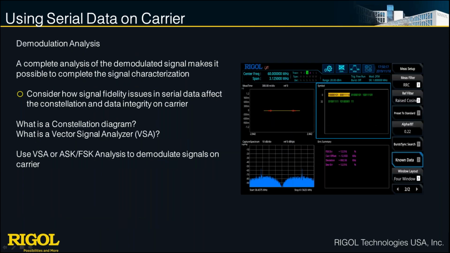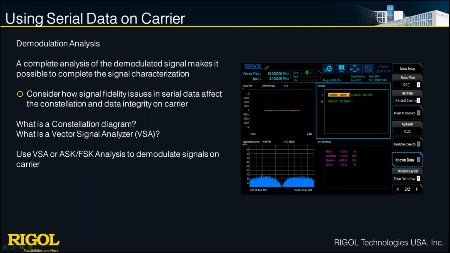The other thing we can do is pull in our real-time spectrum analyzer to look a little deeper at the FSK analysis and characterize that modulation itself. So we've debugged our serial link, put it up on a carrier with a modulator, and now we're looking at the output of that transmitter. This is all about considering how signal fidelity issues in our serial data, or in the underlying data, affect the constellation and the data integrity on the carrier.